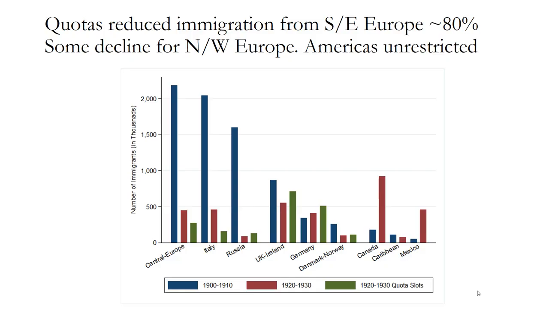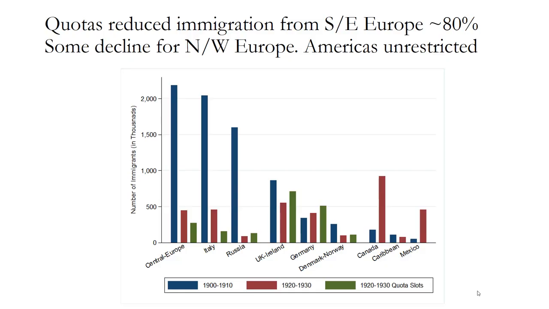For the Northern and Western European case, we see that there were some countries, like in Scandinavia, where the quota was binding, and we see reductions of around 50% of quota slots relative to inflow. And then other cases, like Germany, for example, where the quota was actually not binding at all, and even in the decade of unrestricted migration, 1900 to 10, there were fewer entrants than allocated in the quotas.